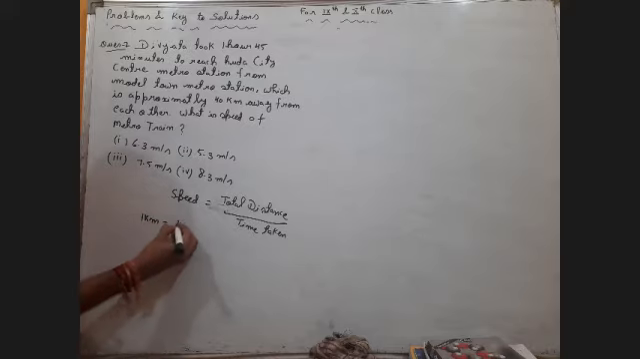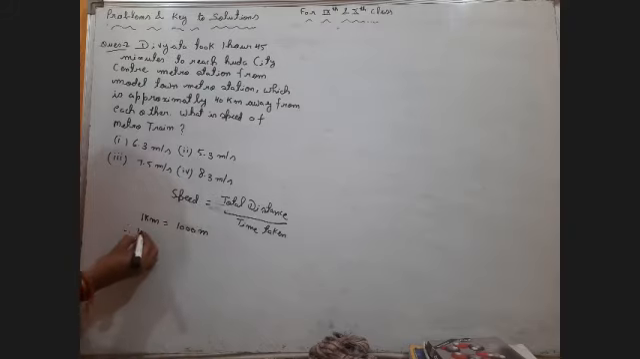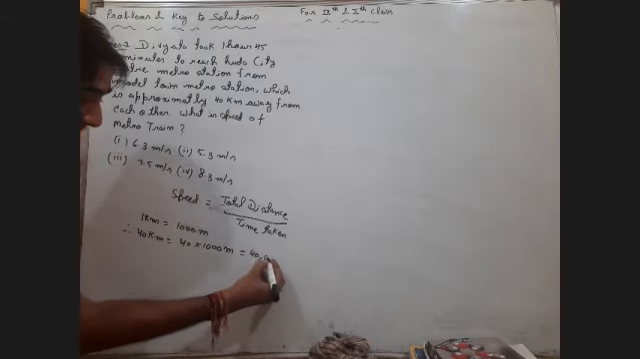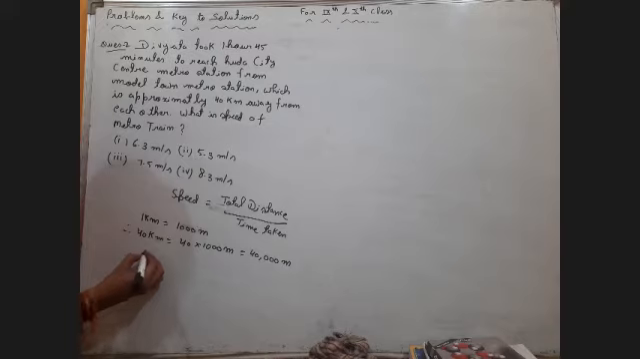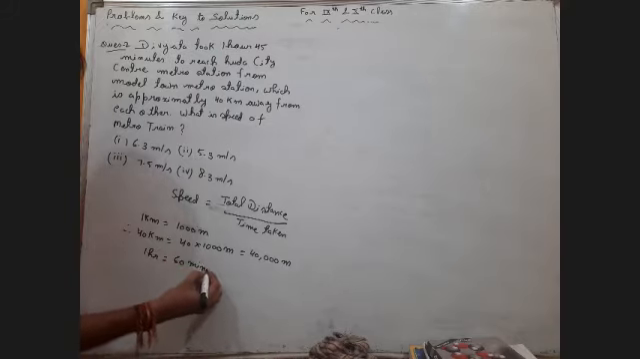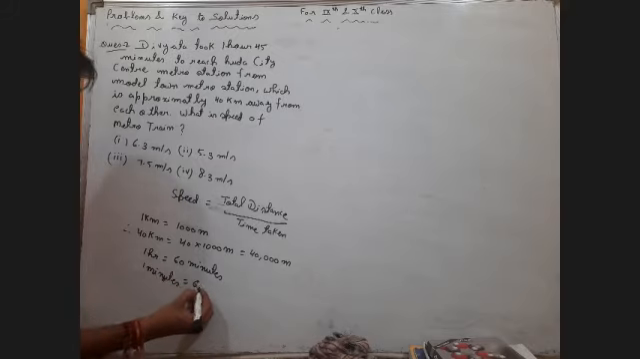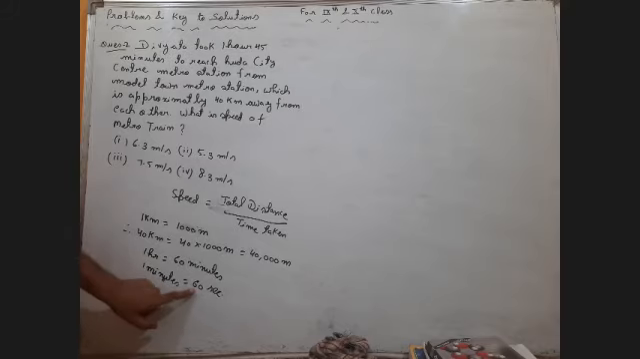Since we know that 1 kilometer is equal to 1000 meters, therefore 40 kilometers is equal to 40 into 1000 meters. So distance is 40,000 meters. And we know that 1 hour is equal to 60 minutes, and 1 minute is equal to 60 seconds. So whatever be the value of minutes, we can directly multiply by 60 to convert it into seconds.